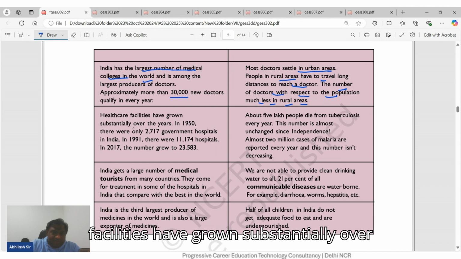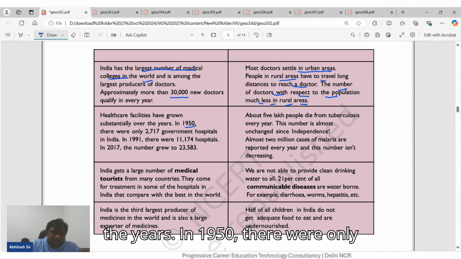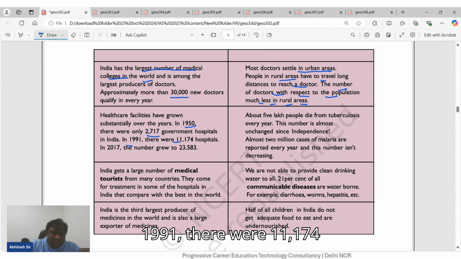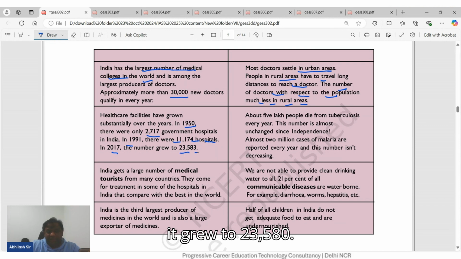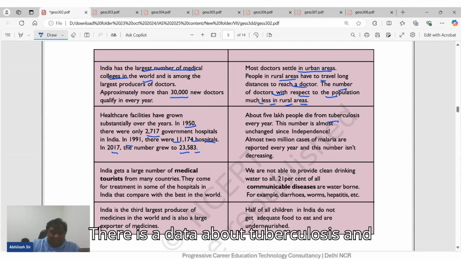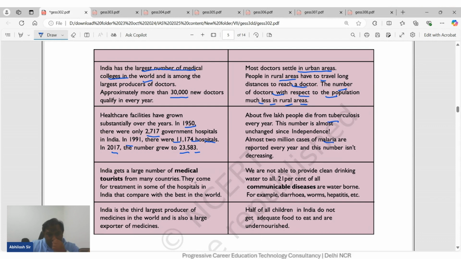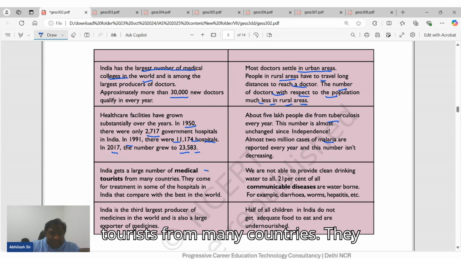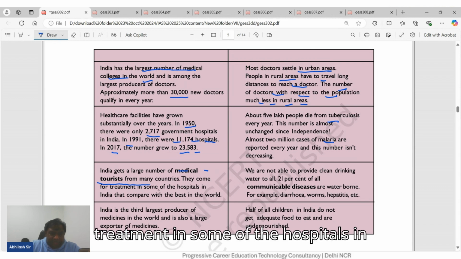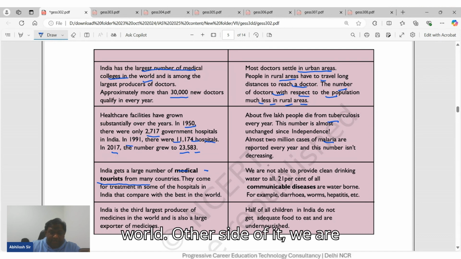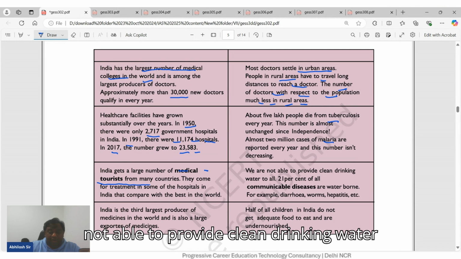Healthcare facilities have grown substantially over the years. In 1950, there were only 2717 government hospitals. In 1991, there were 11,174 government hospitals, and in 2017, it grew to 23,583. There is data about tuberculosis and malaria. India gets a large number of medical tourists from many countries. They come for treatment in some of the hospitals in India compared with the best in the world. The other side of it is, we are not able to provide clean drinking water to all.